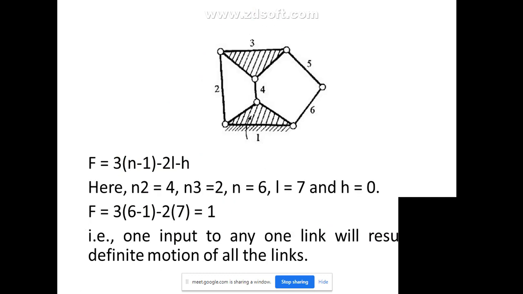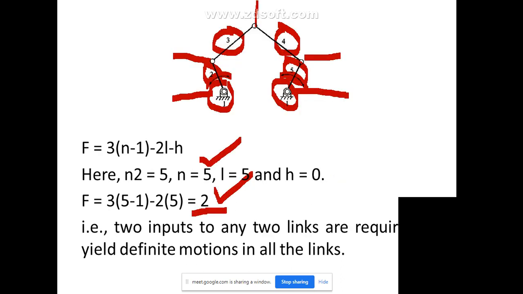Sir, how is h equal to 0 and n equal to 4? Sir, here h is equal to 0 and n is equal to 5. Yes, higher pair is equal to 0. Here there is no higher pair.